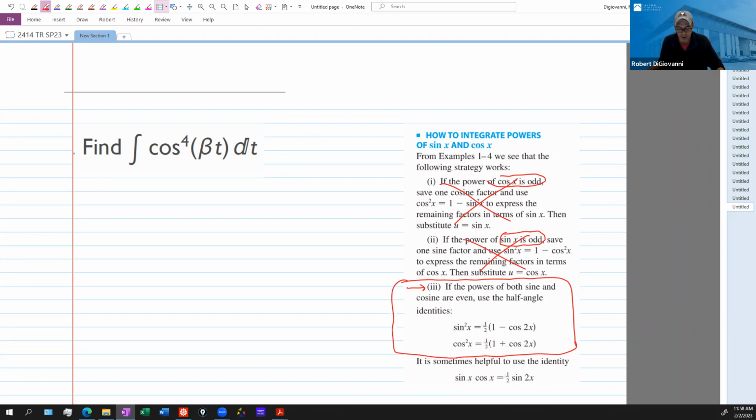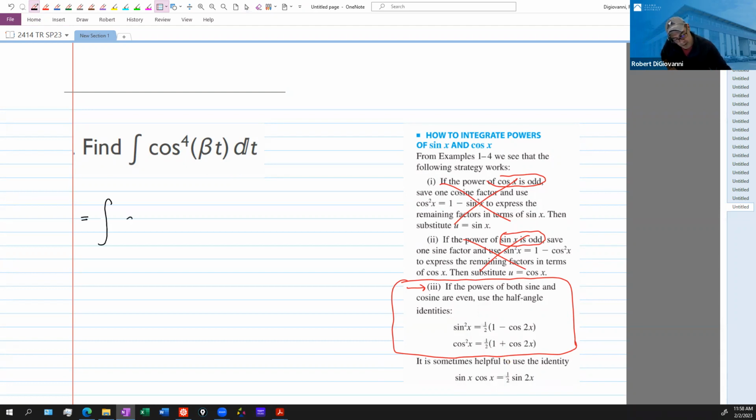So what does it say we do? Well, if we have even power of sine or cosine, what we're going to do is use the half angle identities. I'm just going to use these. It doesn't tell me to peel anything off. It just says use the identities. So check this out.